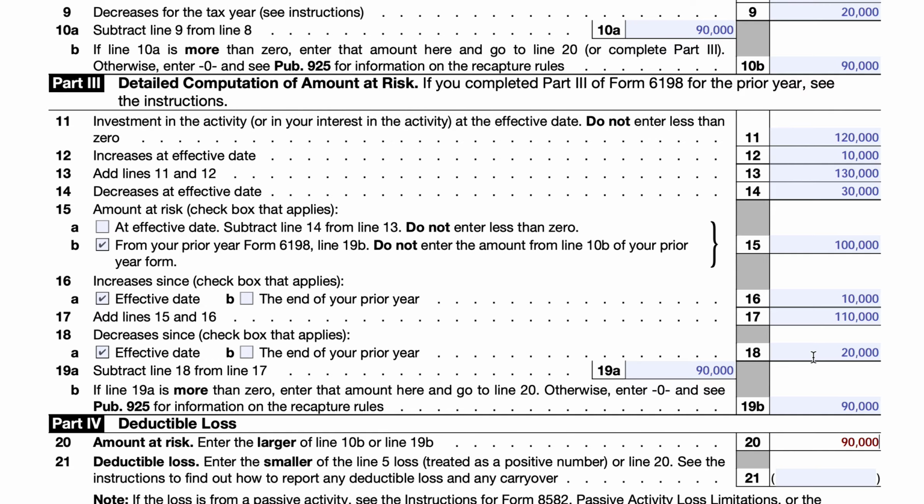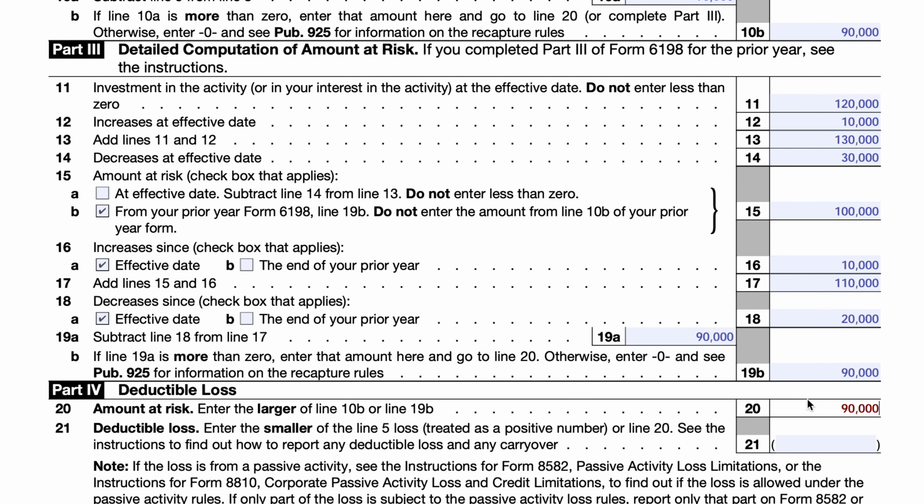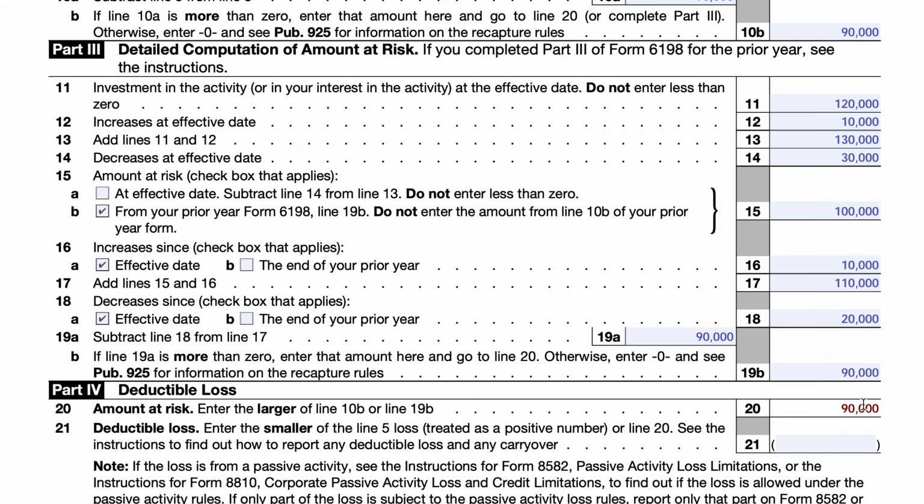The deductible loss would be the smaller of the line 5 loss, which is up here, $13,000, or line 20. So if you treated this as a positive number, that's $13,000. $90,000 would be our limitation. So we're able to take all of the loss this year. Now, if there was some sort of a limitation, then you would limit the amount.